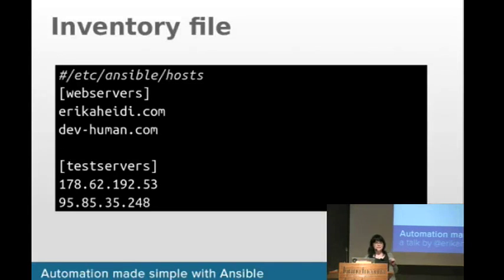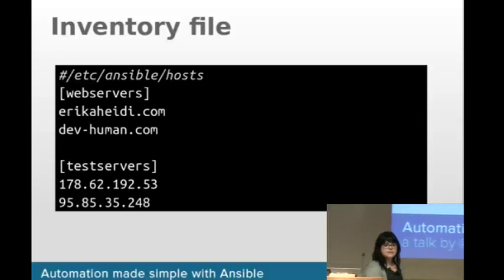Okay, let's talk about inventories and ad hoc commands. Inventories are the configuration files where you can define the machines that you want to control with Ansible. As you see here, I have two groups of servers. It's an ini file. It's very simple. I have two groups, web servers and test servers. You can use host names, you can use IP addresses, and there are also other things you can put in the inventory file, but this is a simple example just so you understand how it works.